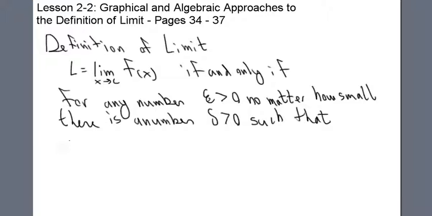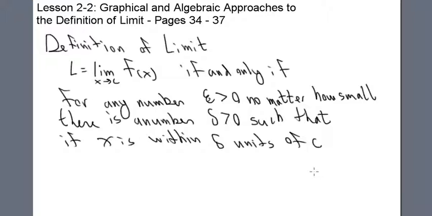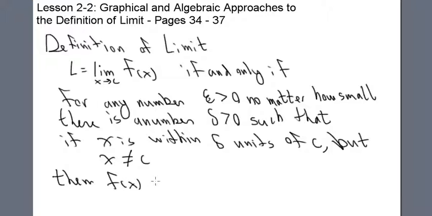if x is within delta units of c, but x does not equal c, and not equal is given to us as an equals with a line through it, then f of x is within epsilon units of L.